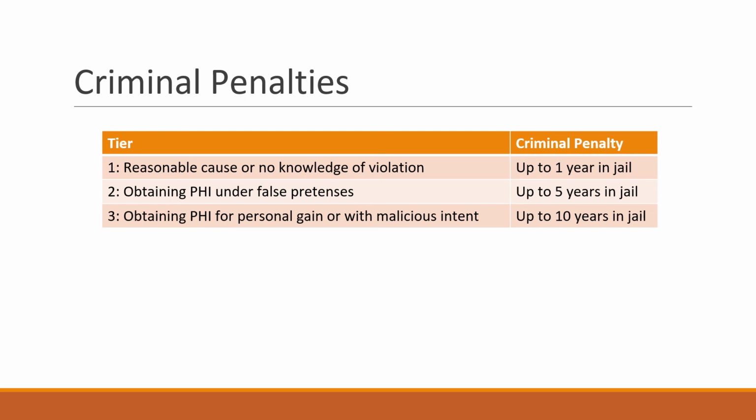You just wanted records on a certain individual, whether it was a family member or significant other or friend, and you obtained those under false pretenses. Or obtaining PHI for personal gain or with malicious intent. That could be for anything, obtaining PHI on a celebrity. Maybe you have access to PHI on a celebrity and you sold that information to TMZ. That could be malicious intent or for personal gain. So those are a couple of examples.